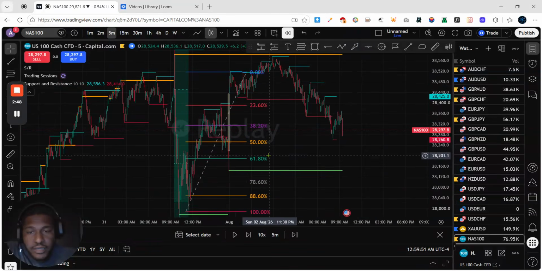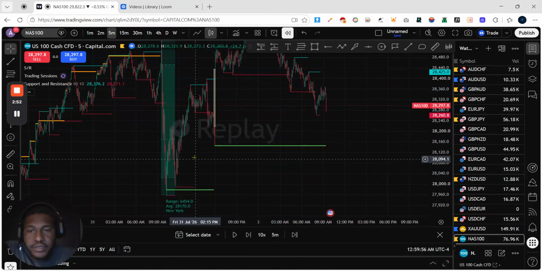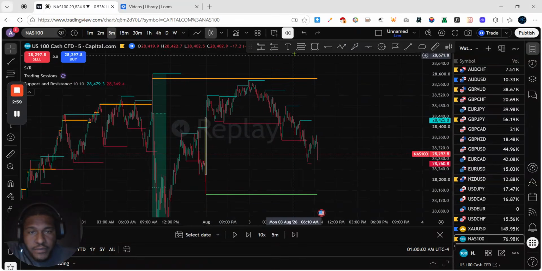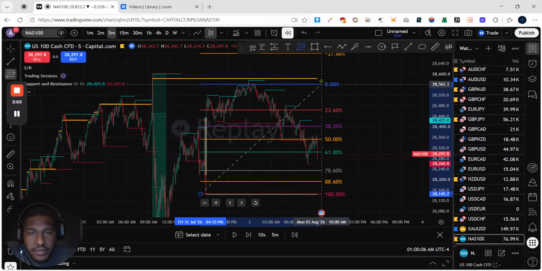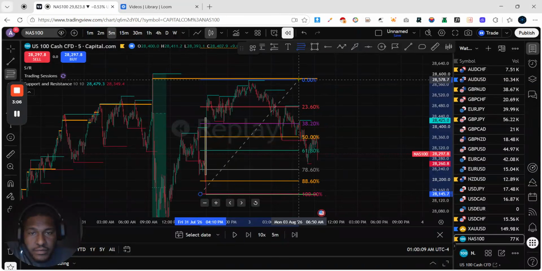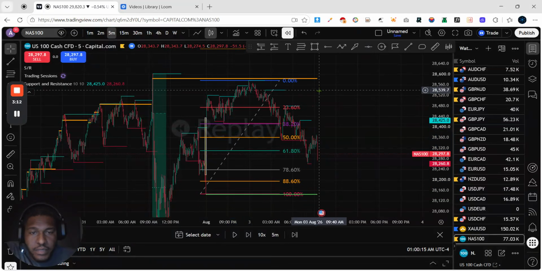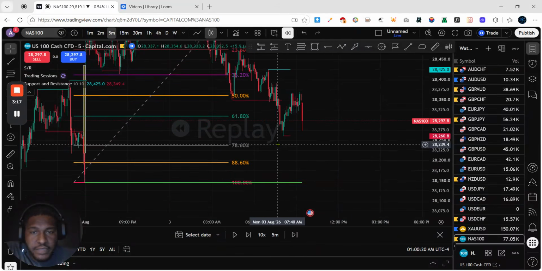Wait, I'm sorry, I drew the wrong one. I'm tripping. So from here to here, that's the pullback, and that's the continuation. So what we want is from this low to this high. There we go. Move this over. Okay, so if price comes down here, I'm willing to sell.